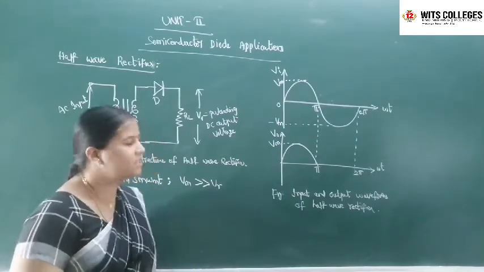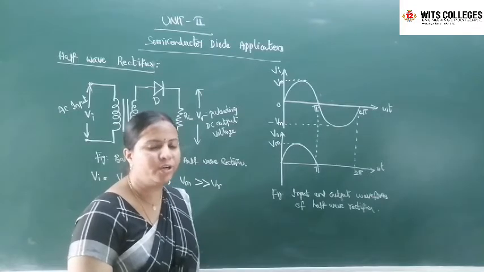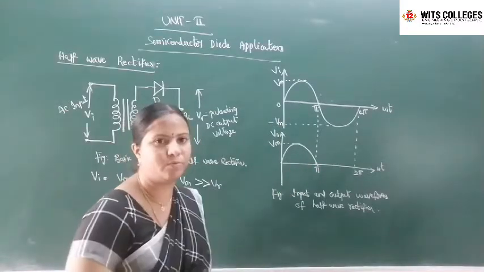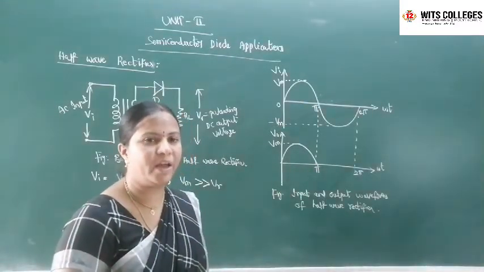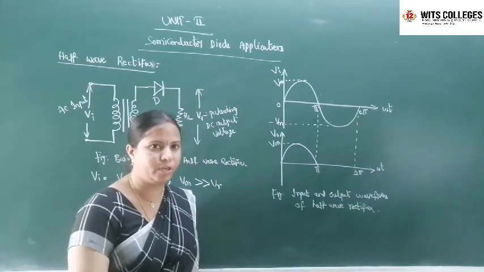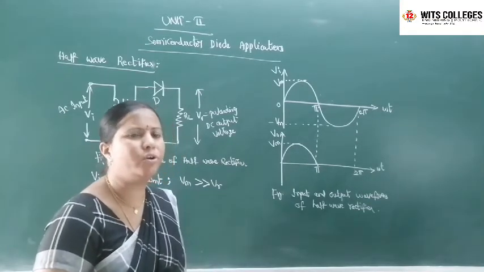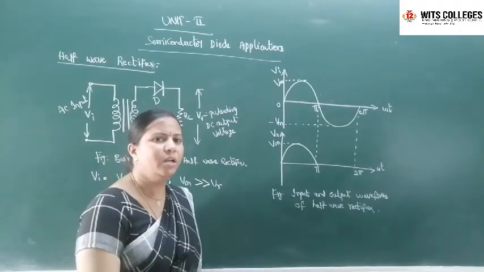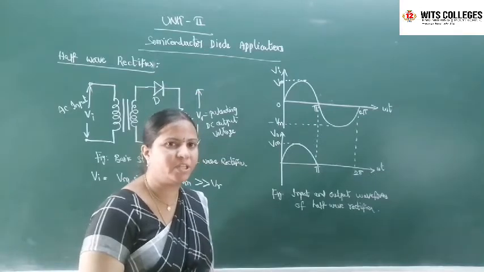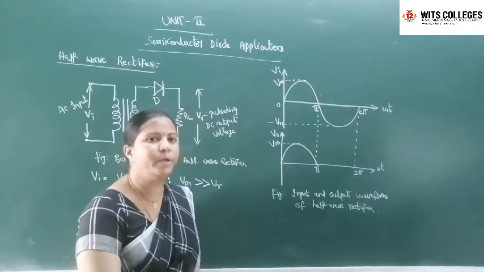A rectifier is defined as an electronic device which is used to convert AC voltage into unidirectional DC voltage. AC voltage is like this and this is unidirectional DC voltage. So a rectifier is a device used to convert the AC voltage into unidirectional DC voltage. The rectifiers utilize unidirectional devices like PN junction diodes.